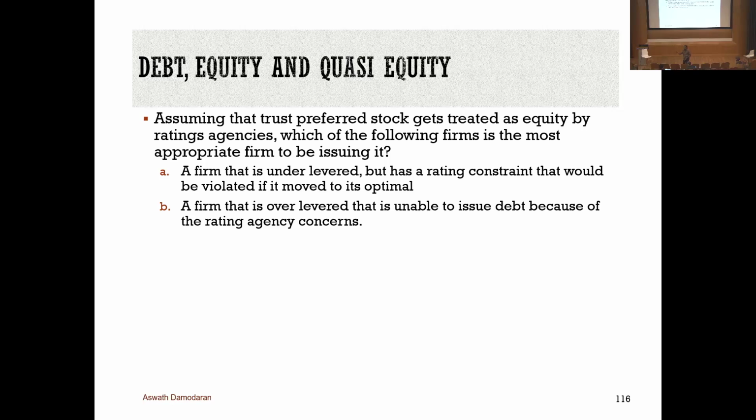The underlevered group, they have excess debt capacity, which means they have the cash flows, they can issue the trust preferred, they get to have their cake and eat it too, right? The rating stays okay, maybe even goes up.